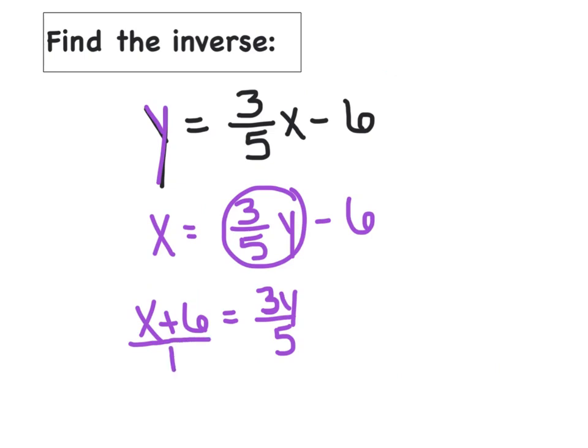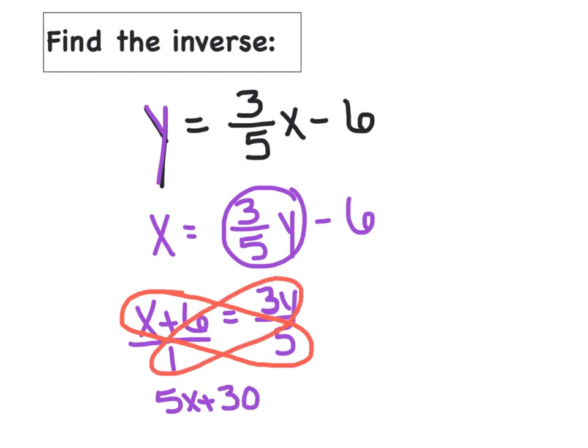And now what you're going to see me do is cross multiply. So first things first, x plus 6 with a 5 distributed through it. Remember, distribute the 5. We're going to get 5x plus 30. And then on the other diagonal, I'm going to get 1 times 3y, which equals 3y.